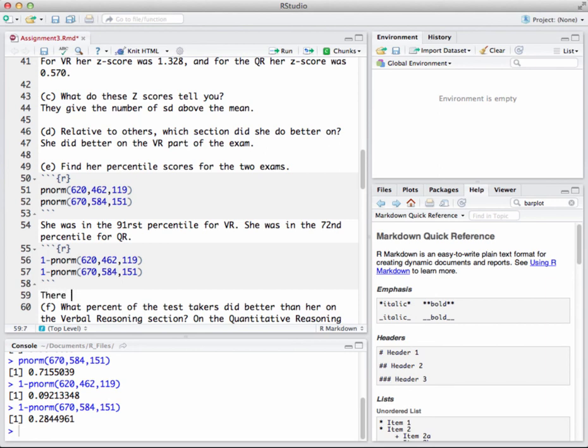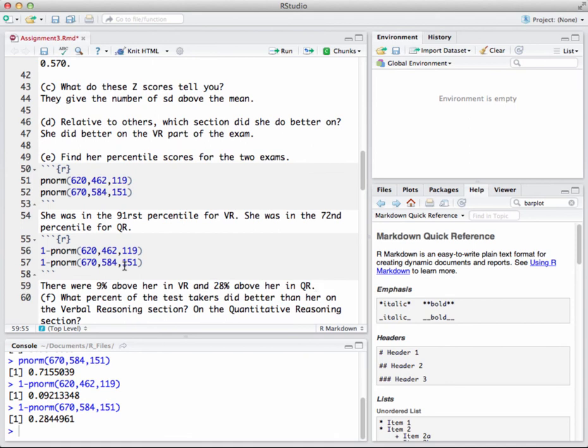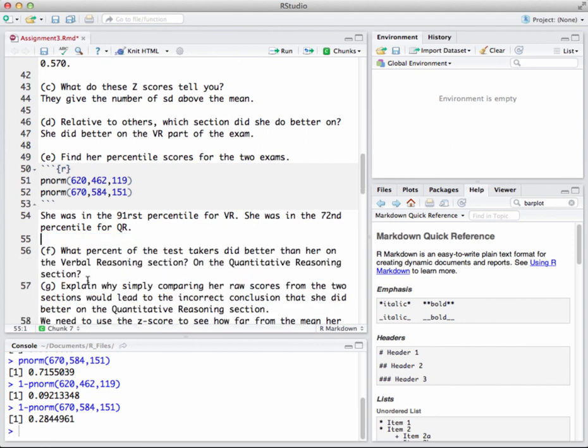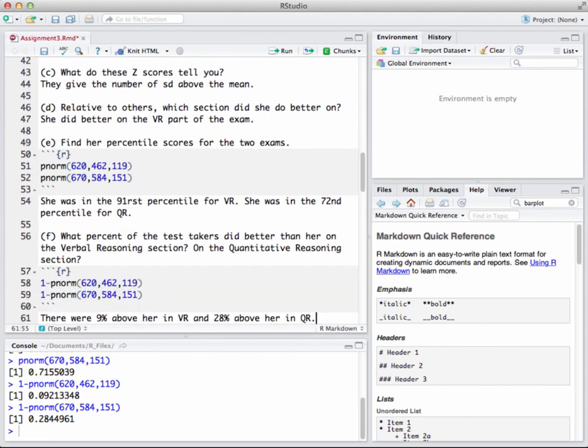So there were 9% above her in verbal reasoning and 28% above her in quantitative reasoning. Okay. So what percent of test takers did better? Oops, my bad. I got those in the wrong spot here, didn't I? Let me just move everything. I just kind of moved everything, put stuff in the wrong spot there. So just take a second here to fix that. There we go. My bad. There we go. Okay, cool.